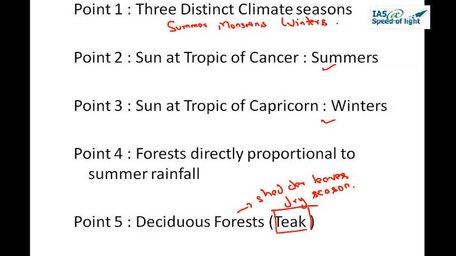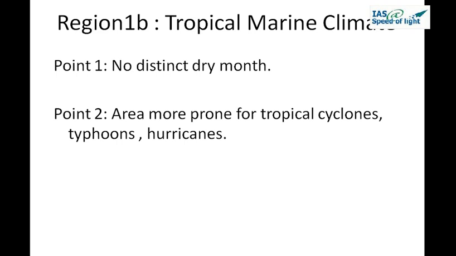The only difference between the tropical monsoon and marine is that the marine environments don't have any distinct dry period, because they are very close to the oceans and seas. That is how they get good rainfall most of the time, and they are also under the direct effect of the trade winds. And this area is more prone to tropical cyclones, typhoons, and hurricanes, as we have discussed. These tropical cyclones we normally find in the region of 6 degree to 20 degree north and south.